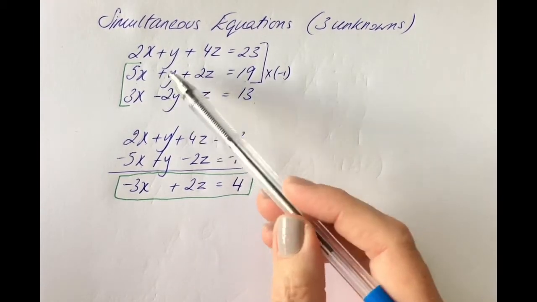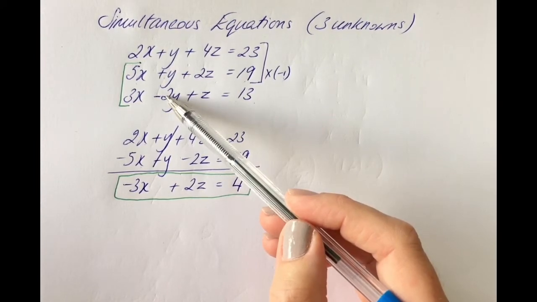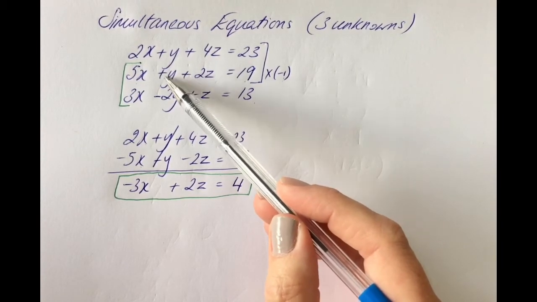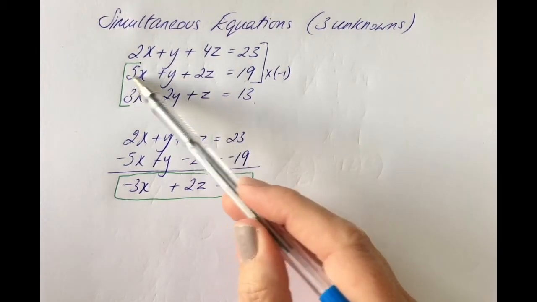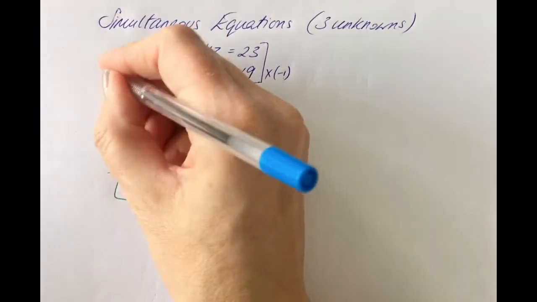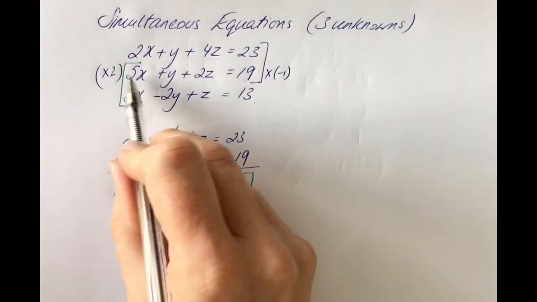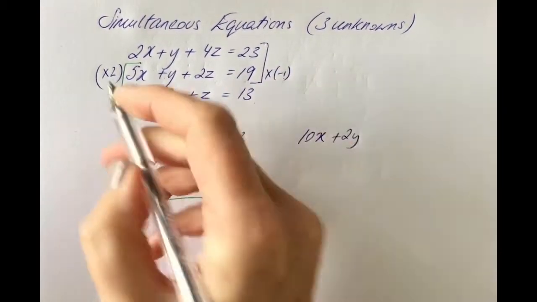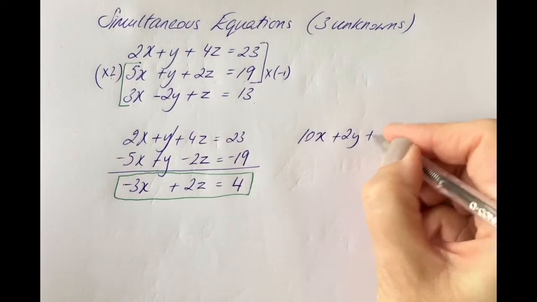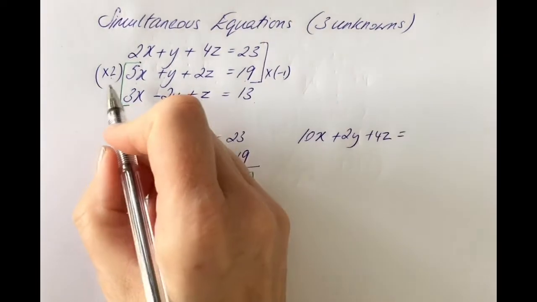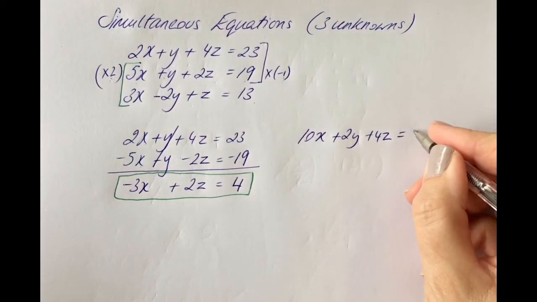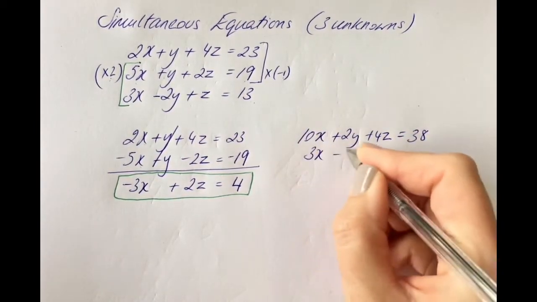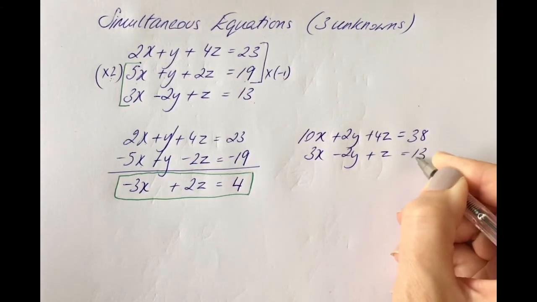What would I have to do in order to set up so that the y's would cancel? Well, looking at this, I have minus 2y down here, so ideally I want a plus 2y up here. That would mean I'd want to multiply this equation by minus 2. So that's what I'm going to do. Minus 2 times 5x is 10x, minus 2 times y is 2y, and minus 2 times 2z is 4z, and equals, don't forget of course, 2 times 19 is 38. The bottom one stays the same, so we've got 3x minus 2y plus z is equal to 13.